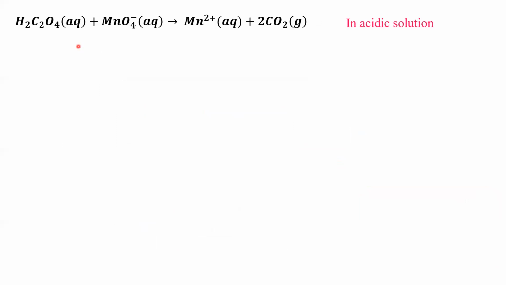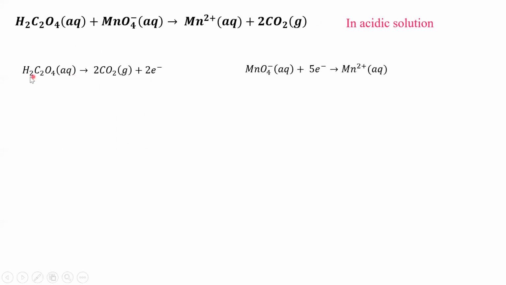Okay, first thing we want to do is write our 2 half reactions. So we've got H2C2O4 yields 2 CO2 plus 2 e-. Now, there were 2 carbons here. That's why we've got a 2 here. Plus it gave it to us here, but that's where that comes from.